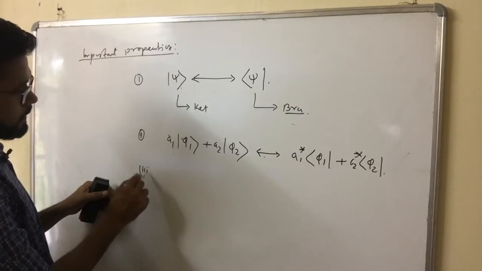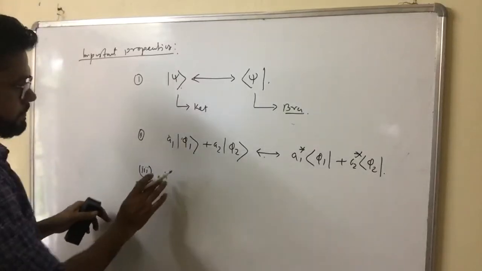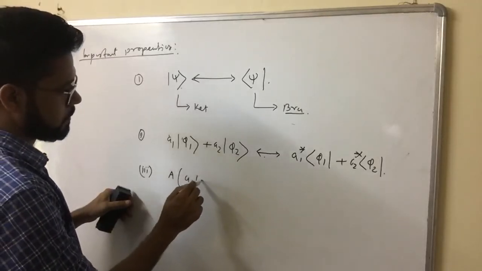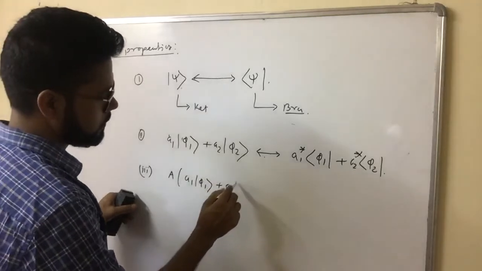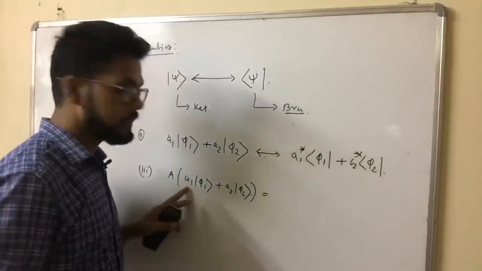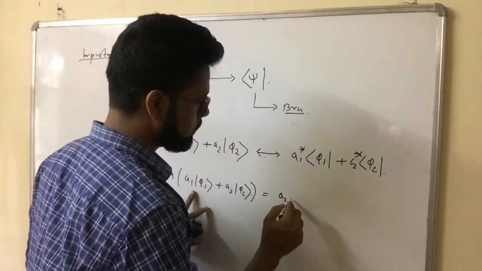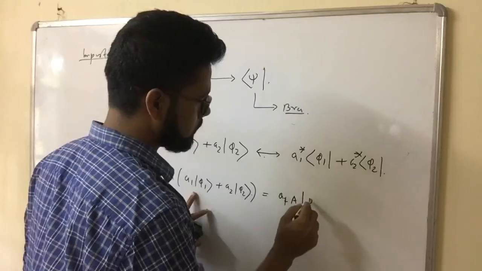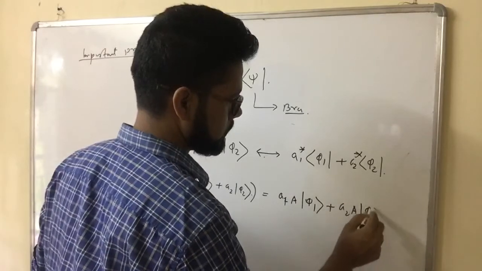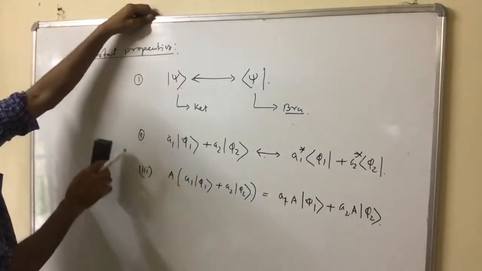Number 3, if I take an operator calculation, operator A acting on suppose a1 phi 1 plus a2 phi 2. Capital A is an operator, small a is a constant. The small a will come out, then the operator will operate on the particular function. Okay, clear?